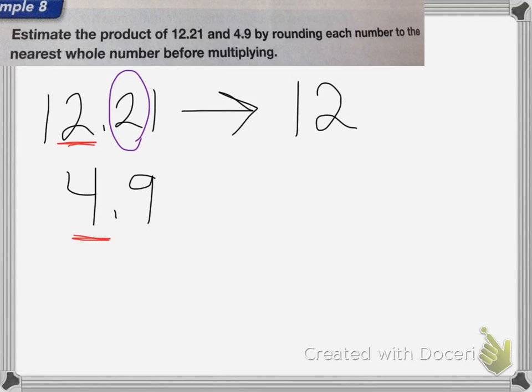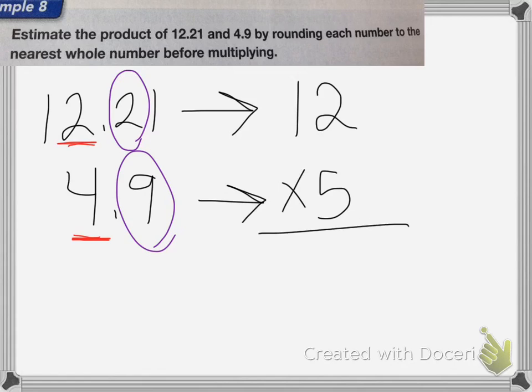With 4.9, the 4 is the number I'm rounding. The 9 tells me how. The 9 tells me to round up. So I'm going to round it up to 5. So it's going to be 12 times 5, which is equal to 60. Okay, and that's my answer. And that is it for this lesson.